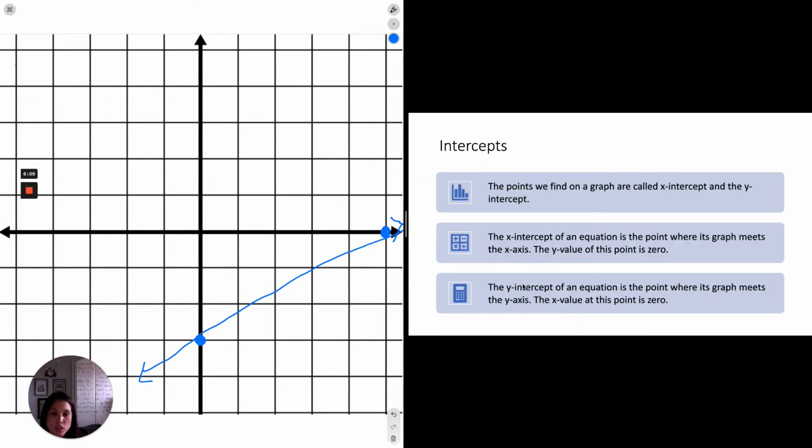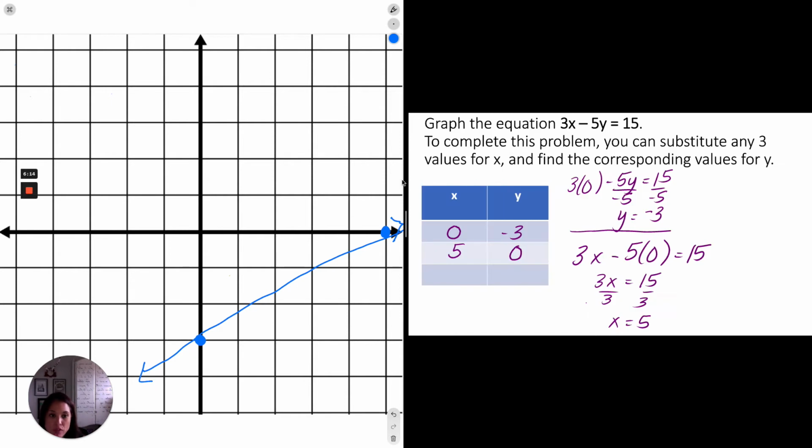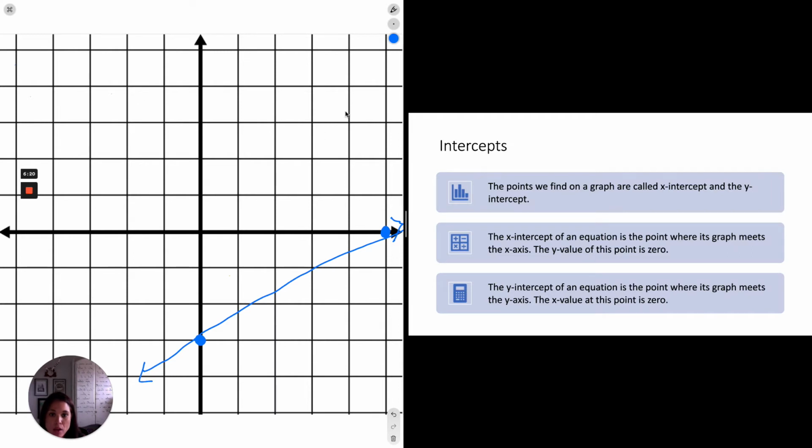All right, so as I mentioned, you are solving for the x and y coordinates, but there is another name for this. We call these intercepts. An intercept is the point on a graph where the line crosses the x and the y axis. So we will call them an x-intercept and a y-intercept.